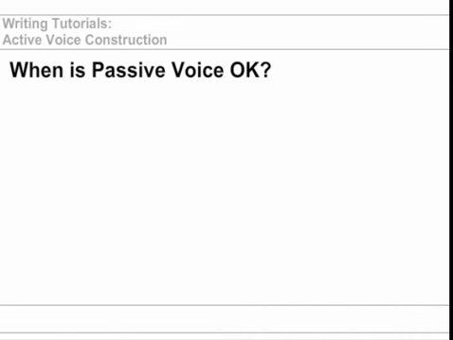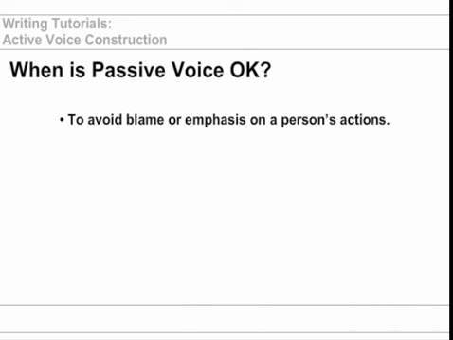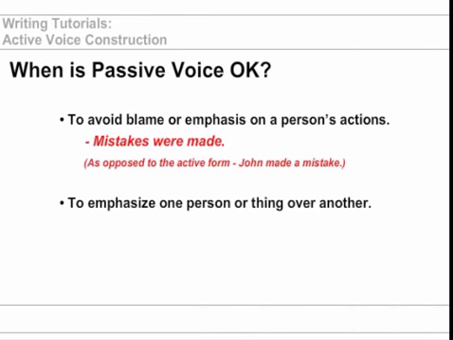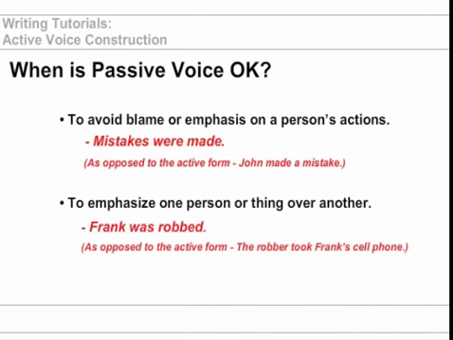Although active voice is normally preferred, there are situations in which passive voice may be the better choice. For example, if you want to avoid blaming someone or emphasizing a person's actions, then passive voice would be appropriate. Passive voice can also be helpful when the writer wants to emphasize one person or thing over another. For example, if the writer wants to emphasize what happened to Frank, then passive voice would be a good choice.